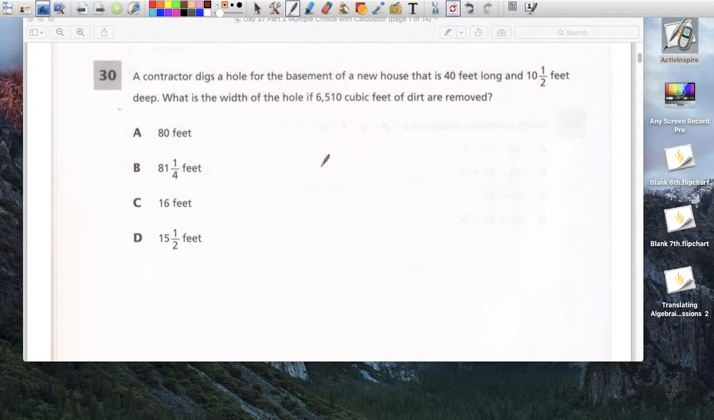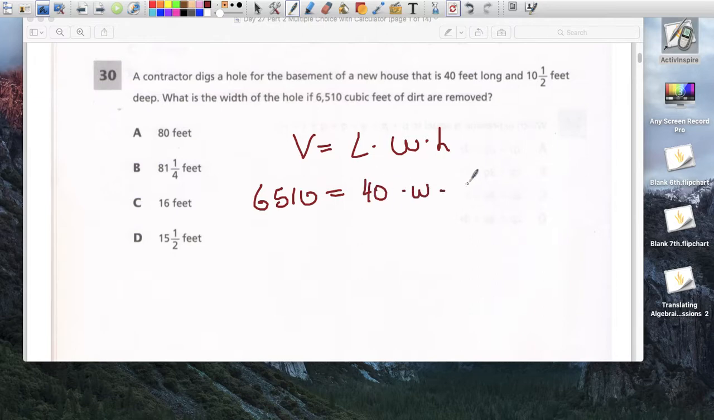And again, another way of doing it is if you had volume equals length times width times height, and you write 6,510. You know that the length is 40. The width, again, is our unknown, and the height is 10.5. So they're giving you these four choices. You can just substitute. You can go for 40 times 80 times 10.5 and see if that gives you 6,510. You can do 40 times 81 and 1/4 times 10.5, 40 times 16 times 10.5, and 40 times 15.5 times 10.5. You could do it that way too. Okay, use multiple choice to your advantage.